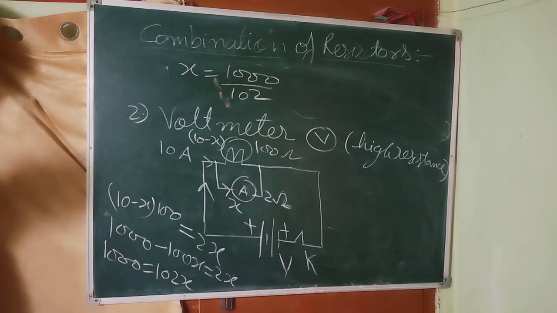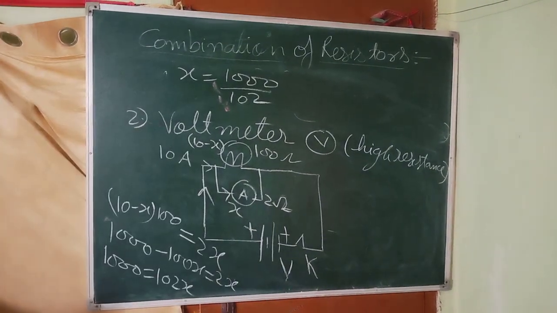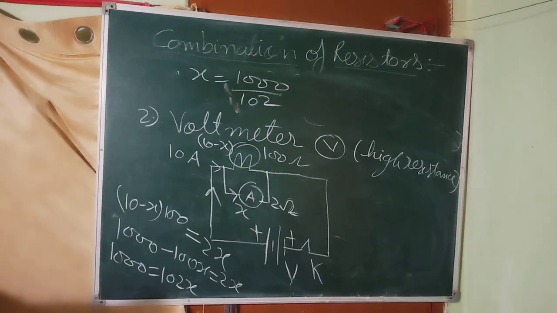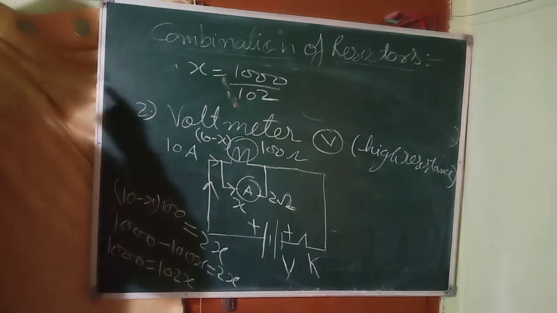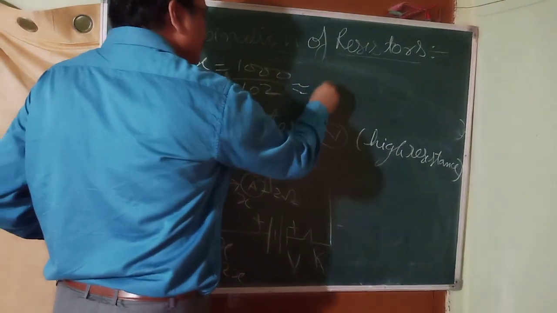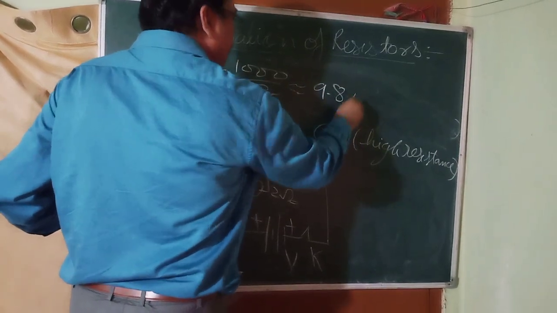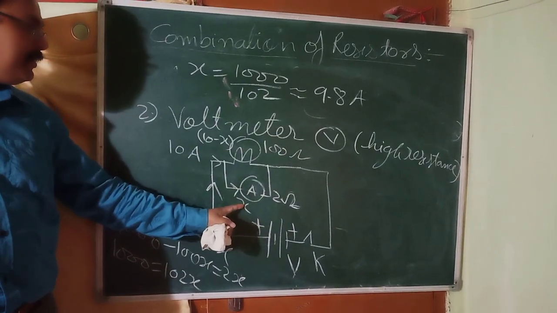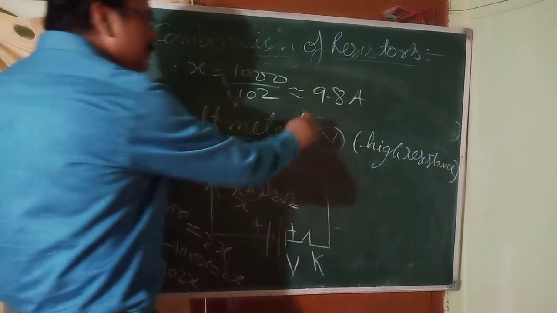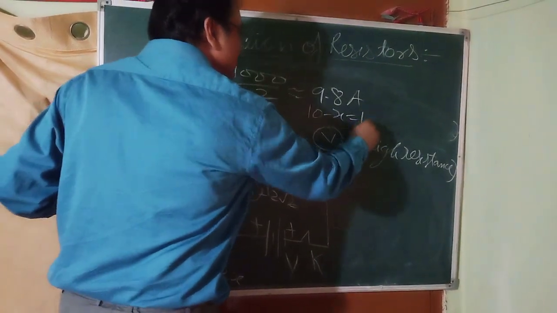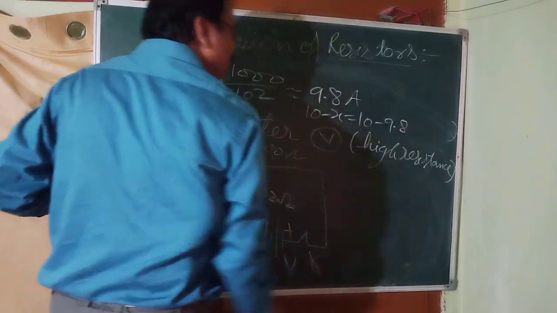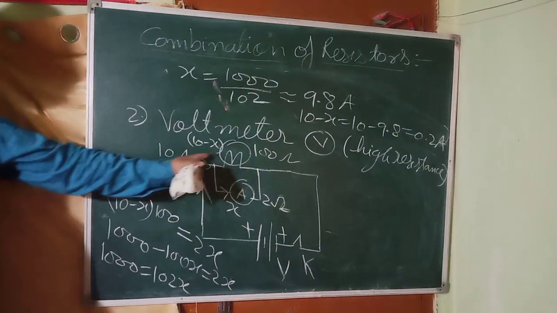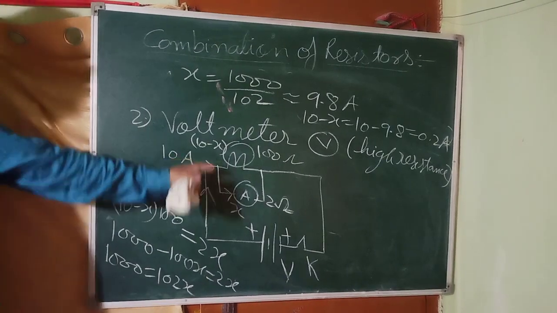What are we going to get? 1000 by 102, just divide it. Approximately, we get 9.8 ampere. So 9.8 ampere of current is going to flow through the ammeter. Now let us find the current through the bulb. This is 10 minus X, that is 10 minus 9.8, so we get 0.2 ampere. Only 0.2 ampere current will flow through the bulb. So will it glow? Not at all.